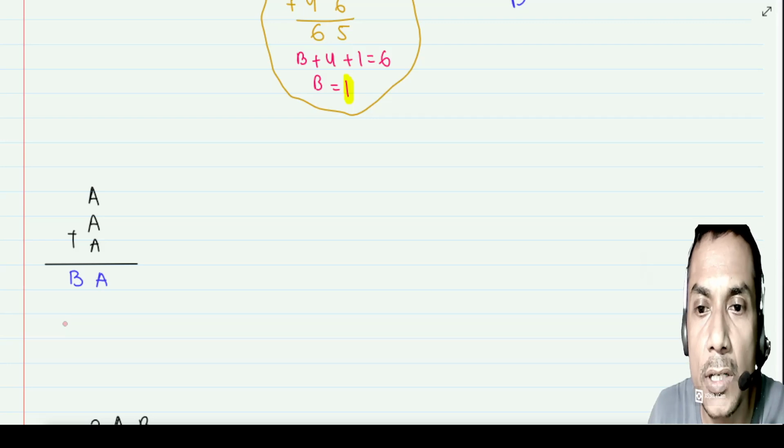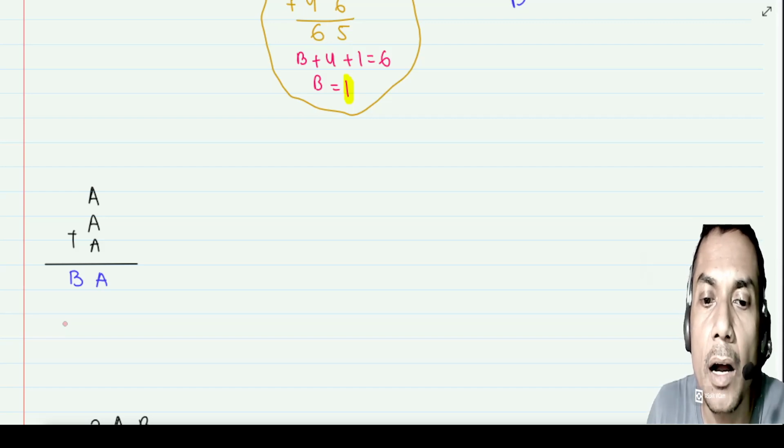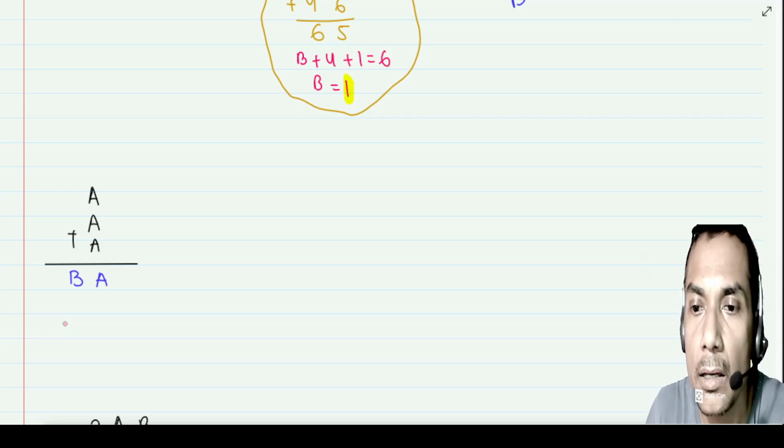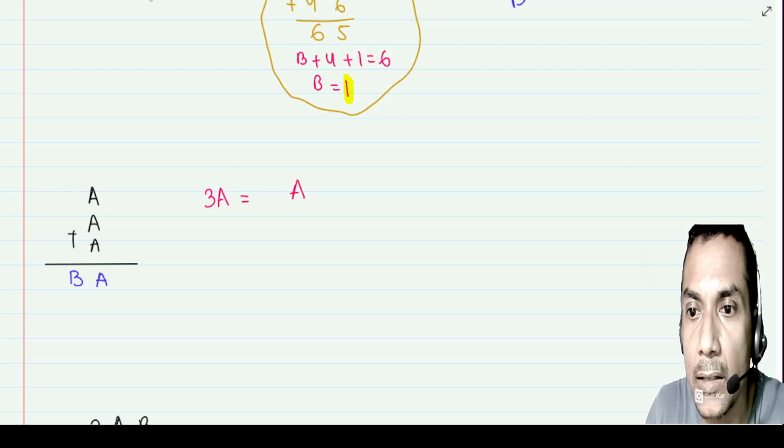Now the next question, the sum of 3A equal to BA. First we identify how to find out the A. So A plus A plus A means 3A. So we can write down 3A equivalent to something A. We are not considering this first, we are first considering A.